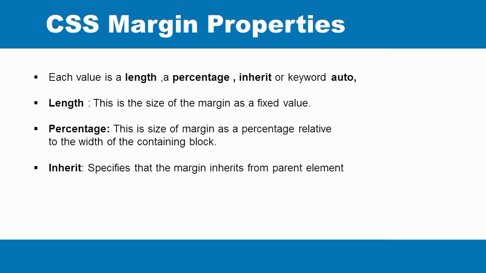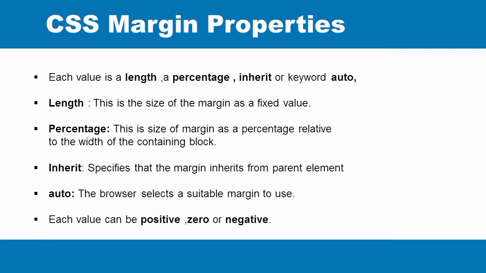We also have the keyword auto. Auto, basically, this is when the browser calculates the margin. The browser will select a suitable margin to use. In certain cases, the browser can set a value that will center an element. Each value can be positive, a 0, or a negative.